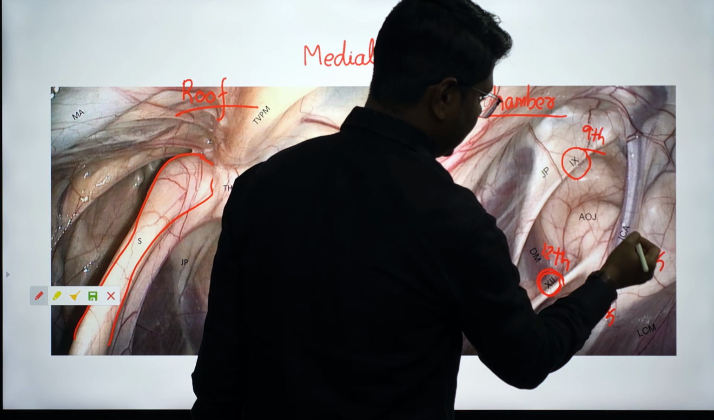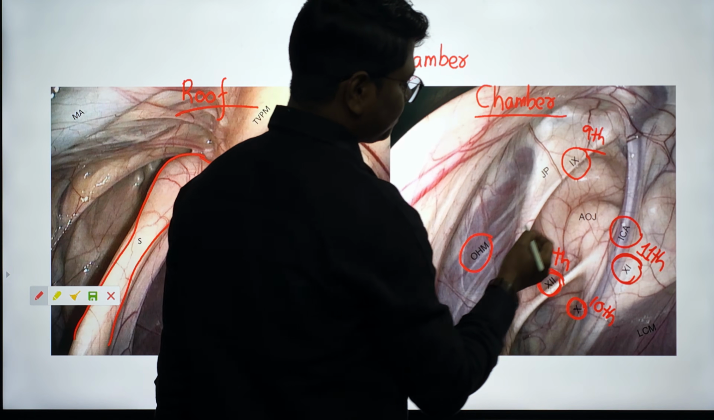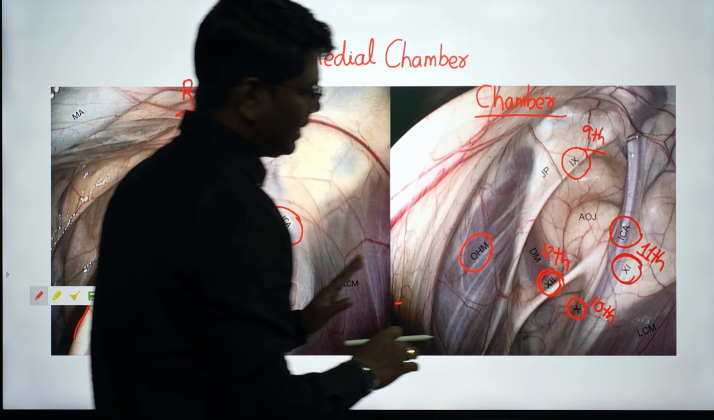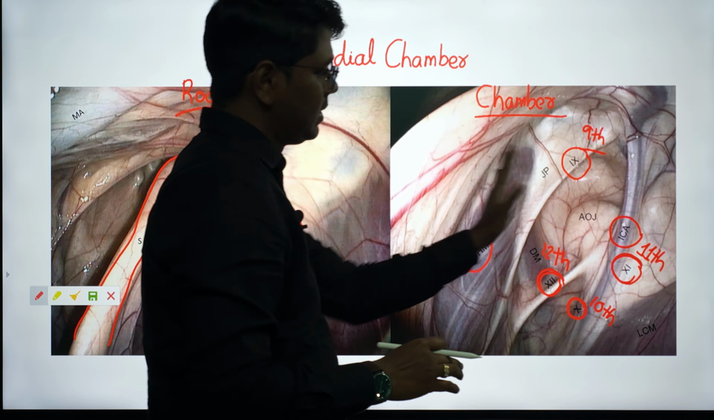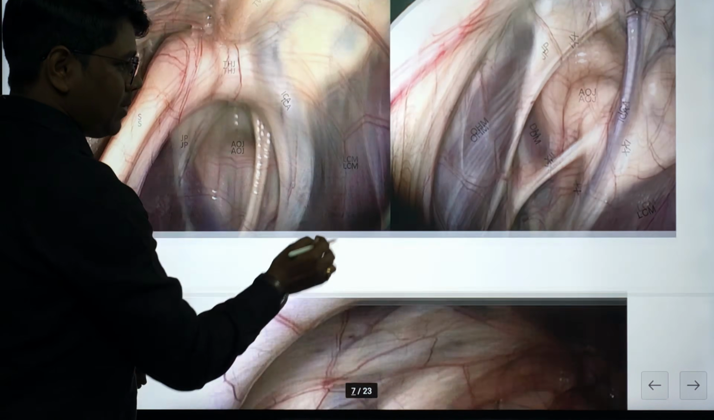Okay, this artery is the internal carotid artery. Which is a muscle. So all these structures pass through the medial chamber.